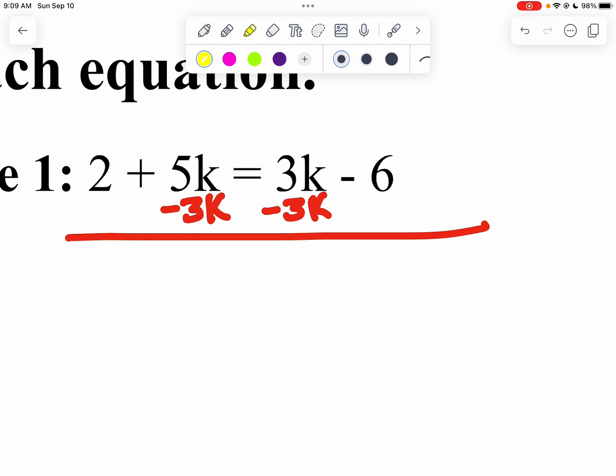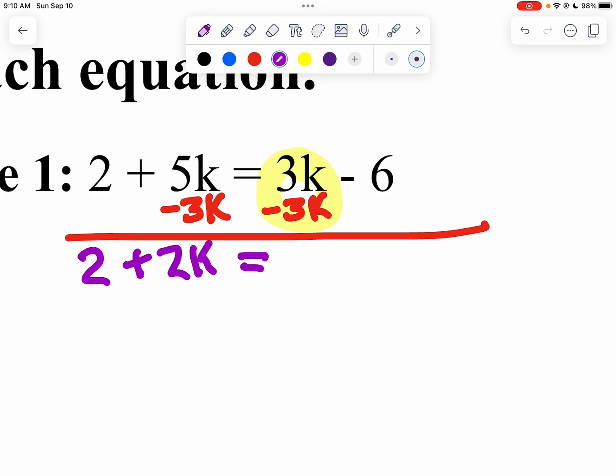Notice 3k minus 3k is going to be 0, so I'll write that in right away. When I bring down my 2, there's nothing underneath the 2, so I just bring down the 2. So I go 2, 5k minus 3k is a positive 2k. And then my 3k's cancel, I don't need anything, so I'll go minus 6. Well, then what I'll do is I want to get rid of my 2, so I subtract 2 from both sides.